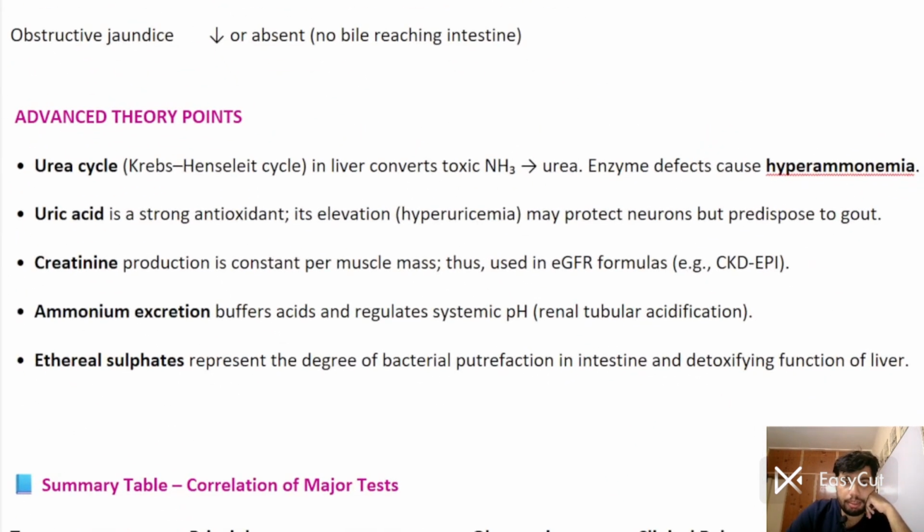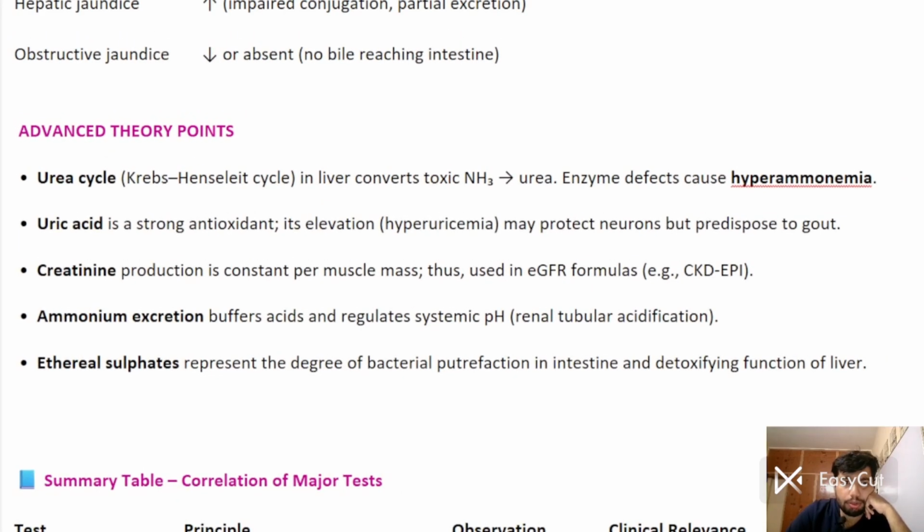I have made the points, you just go through it. The urea cycle in the liver converts toxic ammonia to urea, and any enzyme defect in the urea cycle will lead to hyperammonemia, that is increased ammonia in the blood. Uric acid is a strong antioxidant. Its elevation, that is hyperuricemia, may protect the neurons, but it will predispose to gout. Okay, this is a latest research point.